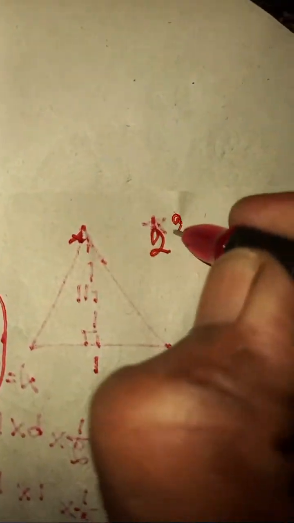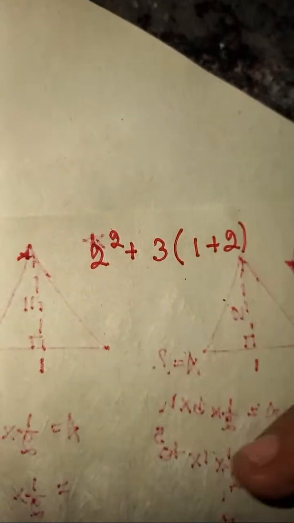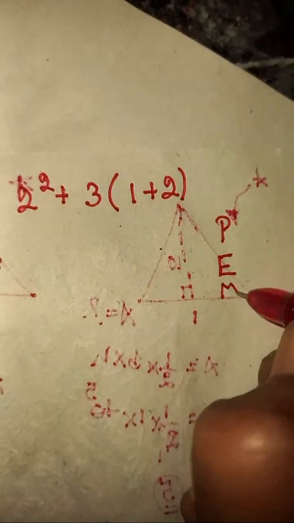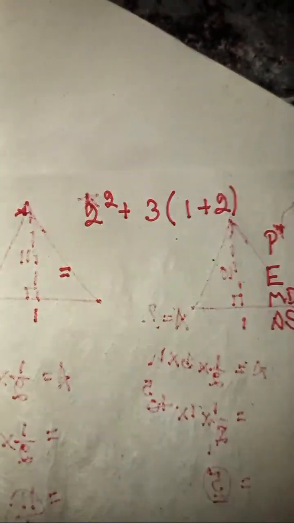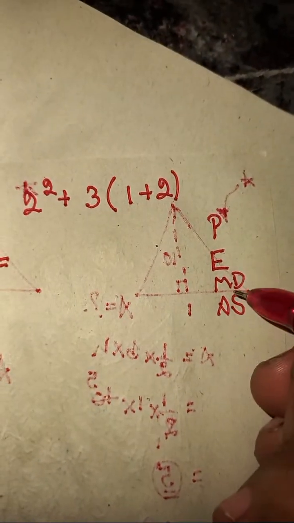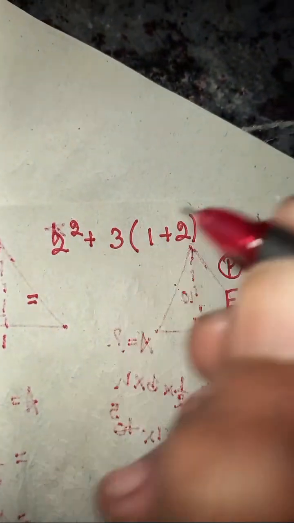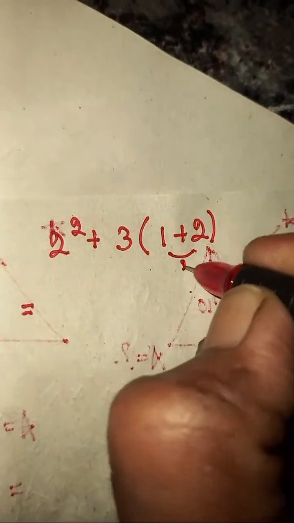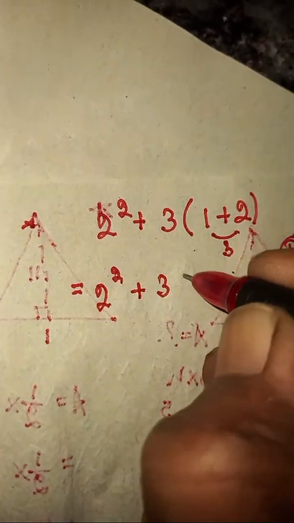Let's take one more. Here they are giving 2 square plus 3 times of 1 plus 2. Here the same PEMDAS rule applies. Here they are giving a bracket with adding, and an exponent. First you must take out the parenthesis. Once you go inside the parenthesis, don't touch any of the outside ones. Just operate inside. Inside, 1 plus 2 becomes 3. So it becomes 2 square plus 3 times 3.